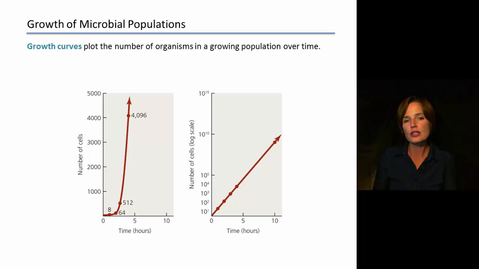A better way to do this is to create a logarithmic scale on the y-axis. If we have a logarithmic scale, we get a nice line that shows the increasing growth of the population over time. So that tends to be the way that we draw our growth curves a lot more often, is really using the logarithmic scale on the y-axis.